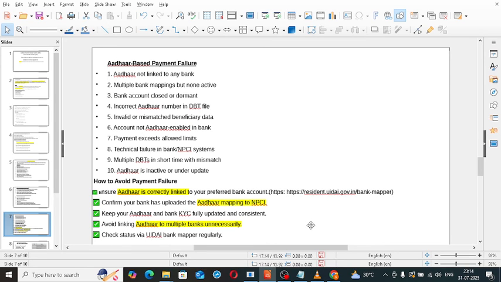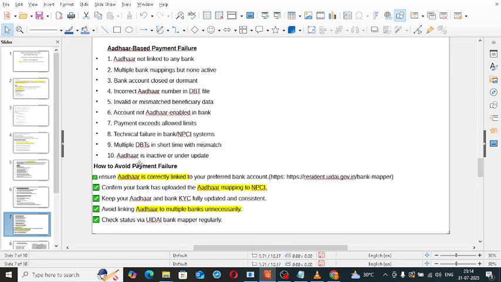Keep your Aadhaar number and bank KYC fully updated and consistent. Your Aadhaar number always needs to be updated with the respective KYC details. Avoid linking Aadhaar to multiple banks unnecessarily. Don't open multiple bank accounts. Okay. Check the status via the UIDAI bank mapper regularly. If you follow all the prescribed steps, you can stop your payment failures.